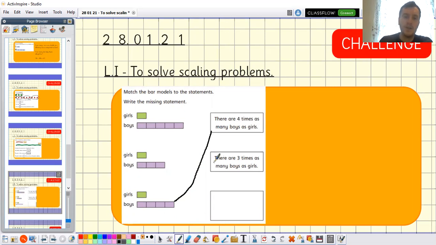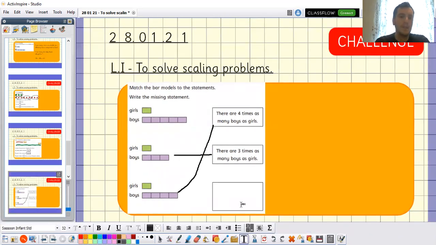The next one, there are 3 times as many boys as girls. Well, this one has 1 block for girls and 1, 2, 3, 4, 5 blocks for boys. Can't be that one because that means there's 5 times as many. Can't be the bottom one, we've already used that. And this one in the middle has 1 block for girls and 1, 2, 3 for boys. So it must be that one. There are 3 times as many boys as girls.